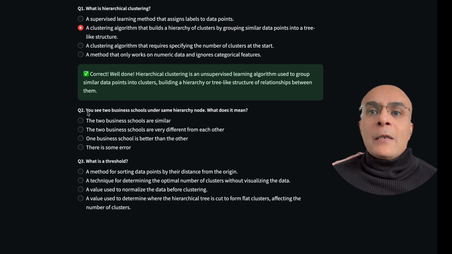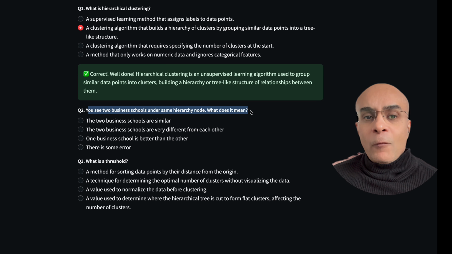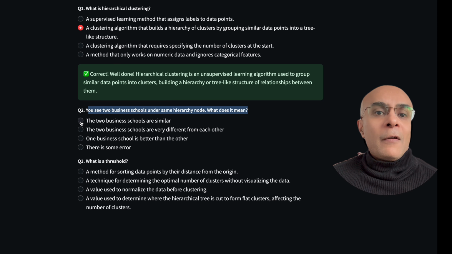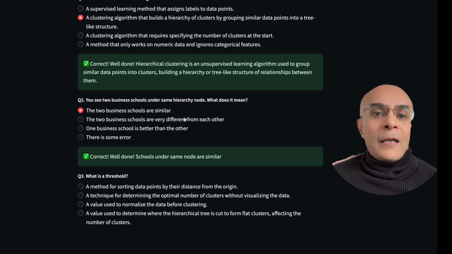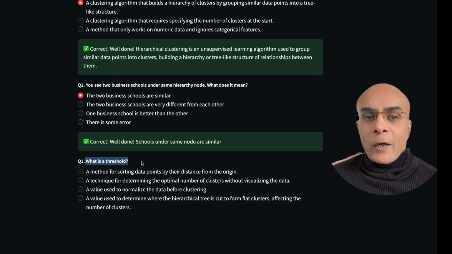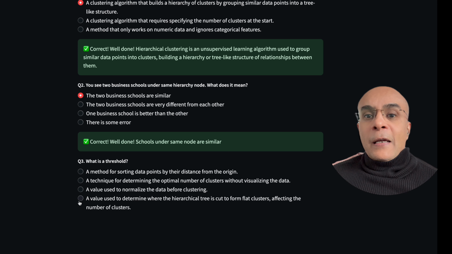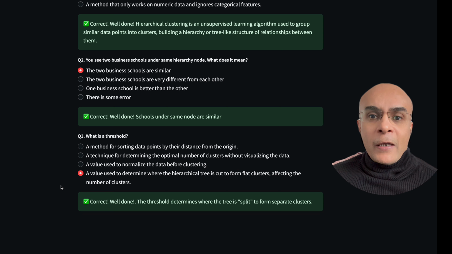If you see two business schools under the same node, what does that mean? I'll give you 1 second to think about it. All right, so the two business schools are very similar. Now, the third question, what is a threshold? I'll give you a second to think about it. All right, so the answer is it is a value which is used to determine where to cut the tree in order to form these clusters.